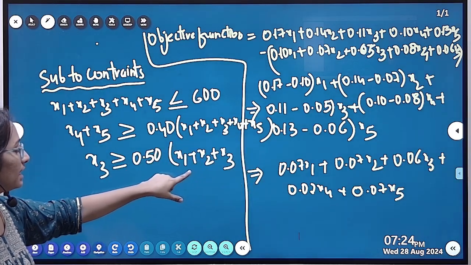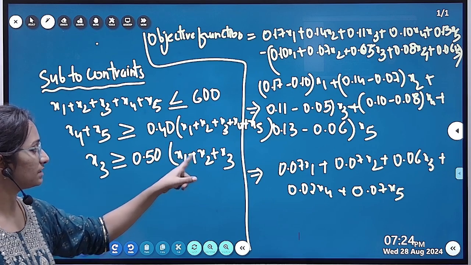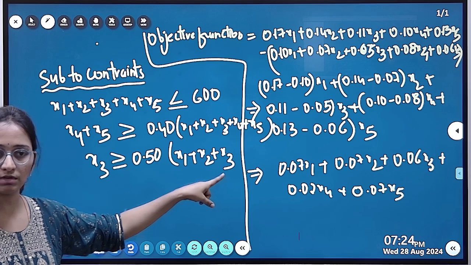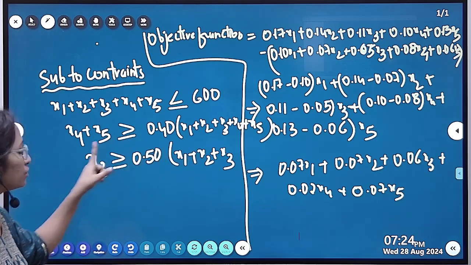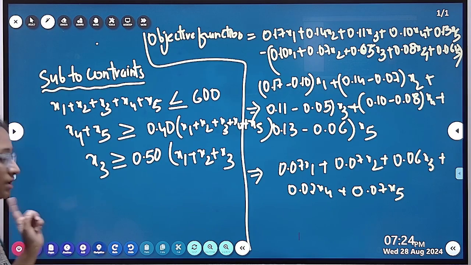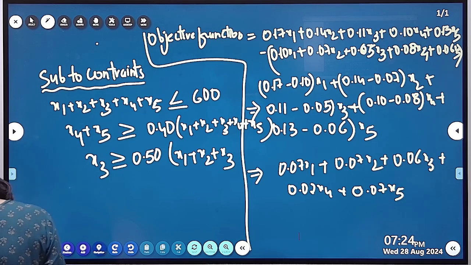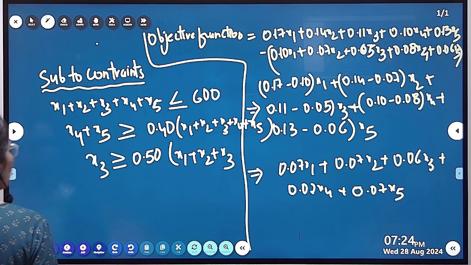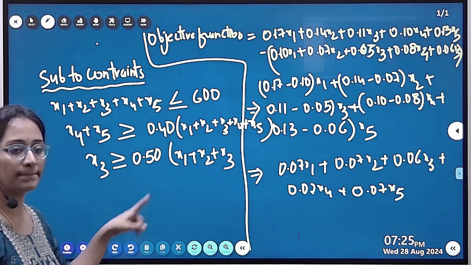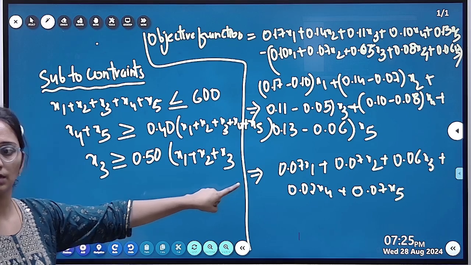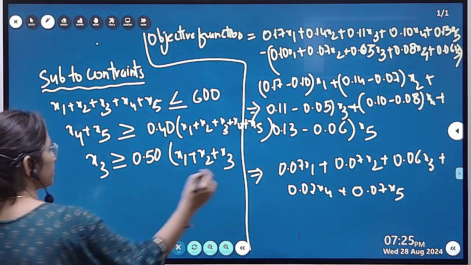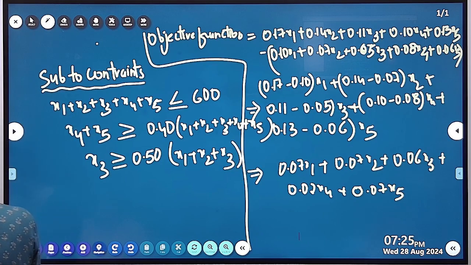Here also what he is telling, whatever the amount which has been distributed to X2, X3, X4, in that 50% should be for X3. Read that. What is he telling? Funds allocated to housing, only housing, should be 50% of all the loans given to personal, car and housing. Okay? Understood? So next, what is the question telling?